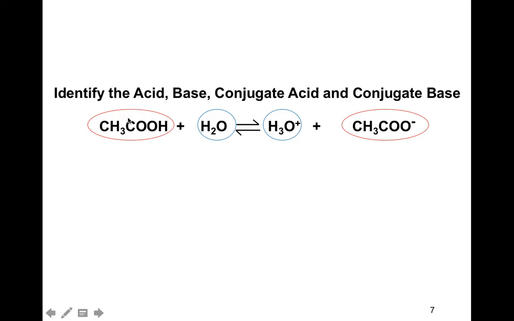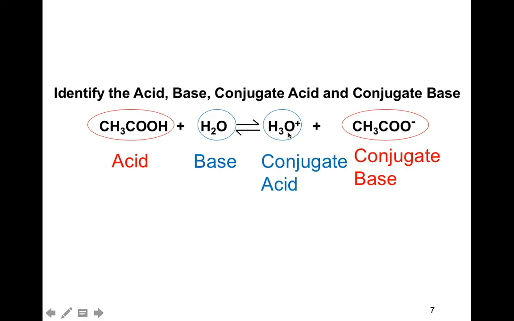So when I look at this, it looks like this guy is giving this proton to the water to make the water into hydronium. So if this is giving up its proton, then it's acting like the acid. If this is the acid, then its pair must be the conjugate base. And then this guy is accepting the proton, so he's going to be the base, and his partner is going to be the conjugate acid.